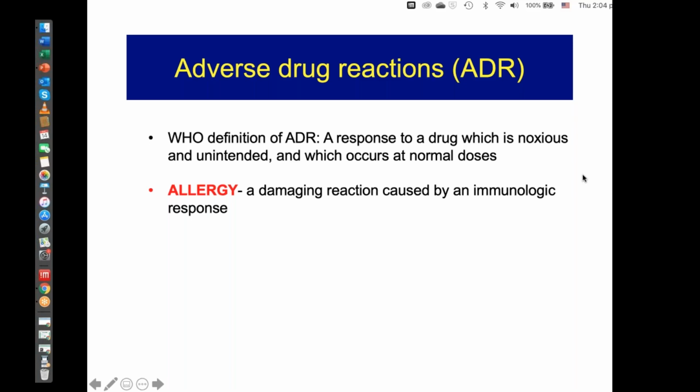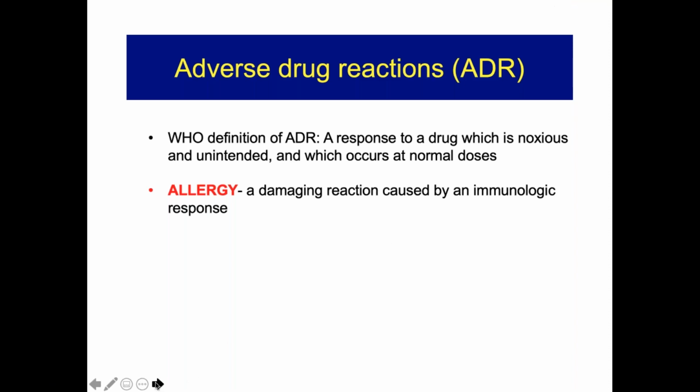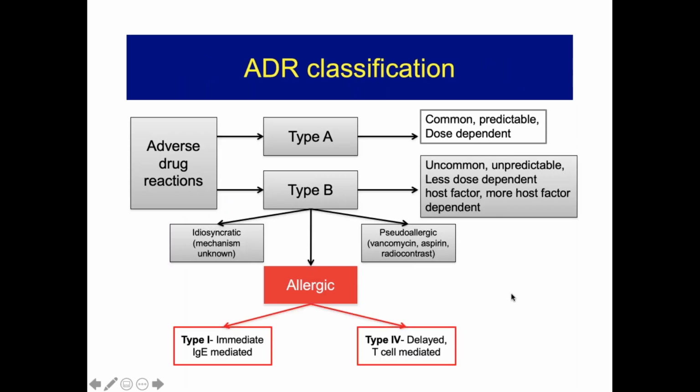Once we believe that there is an immunological cause for this unintended response, we talk about an allergy, and that's the definition of a drug allergy per se. So a damaging reaction caused by an immunological response to a drug, and in general, these responses are unpredictable and occur at random. Looking at the current adverse drug reaction classification, the allergies fall into the type B adverse drug reactions.